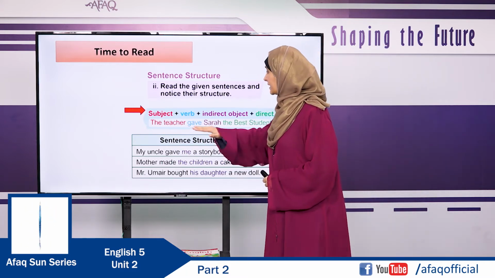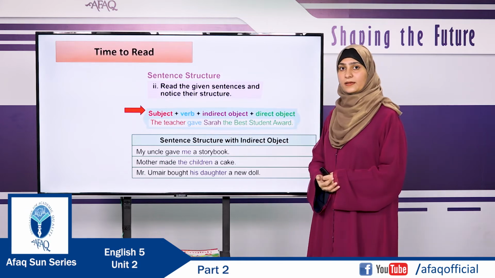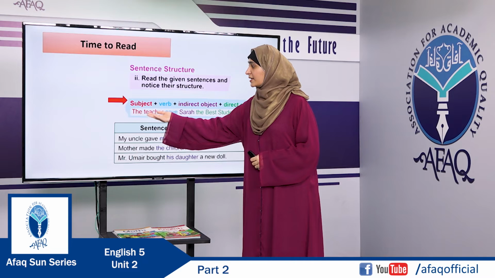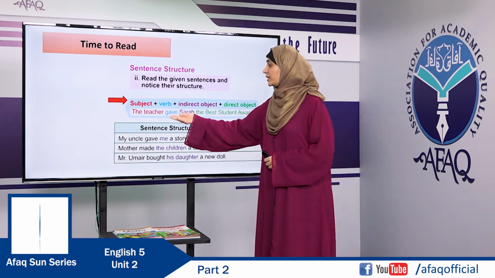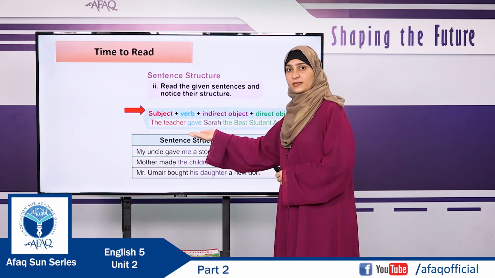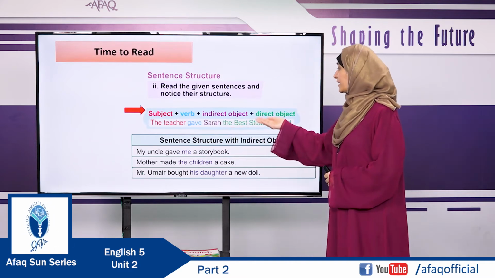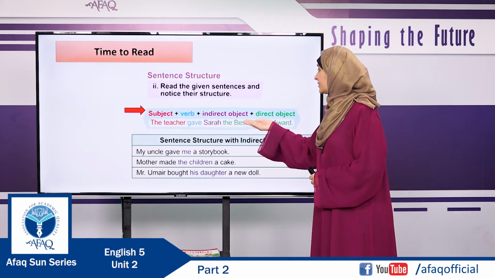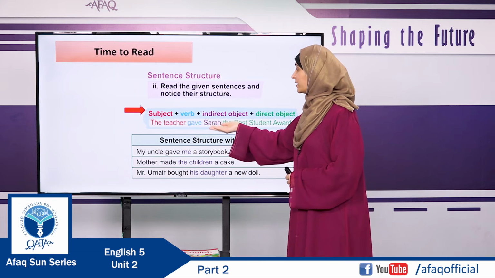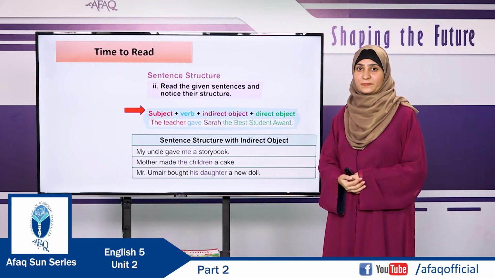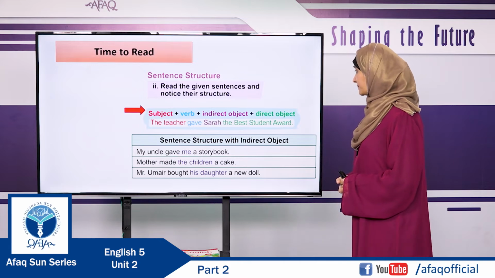The teacher gave Sarah the Best Student Award. In this sentence, you will see the subject is the teacher who is doing an action. The verb is gave. This is an action word, and in this you will see the action that has been received is the Best Student Award, but it is given to Sarah, that is an indirect object. Let's practice it in the next few sentence structures.